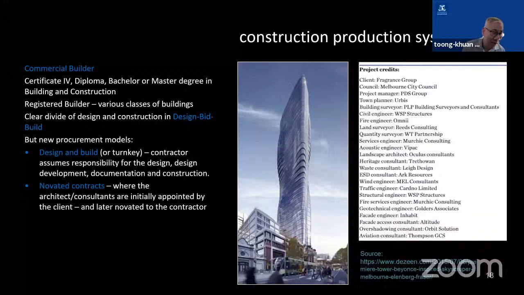This one, a novated contract, is when they start off with the client engaging the architect, but after they finish preliminary design, they novate the contract to the builder. So the architect then works for the builder, and the builder then takes full design responsibility.